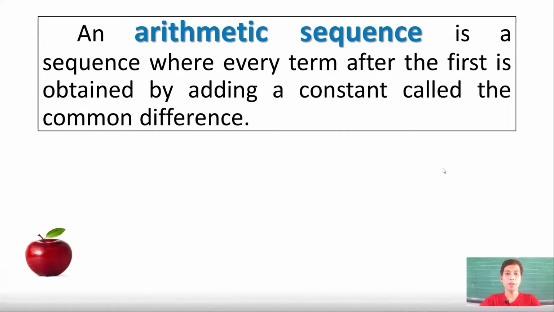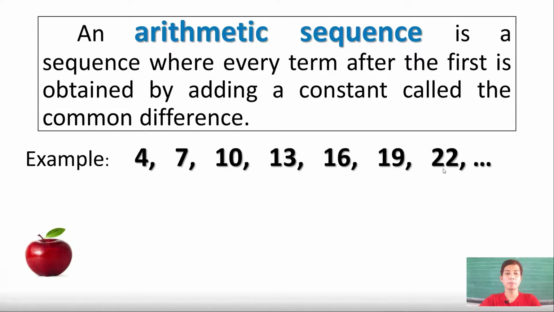Now, what is the arithmetic sequence? To formally define arithmetic sequence, an arithmetic sequence is a sequence where every term after the first is obtained by adding a constant called the common difference. So the examples a while ago are all examples of arithmetic sequences.